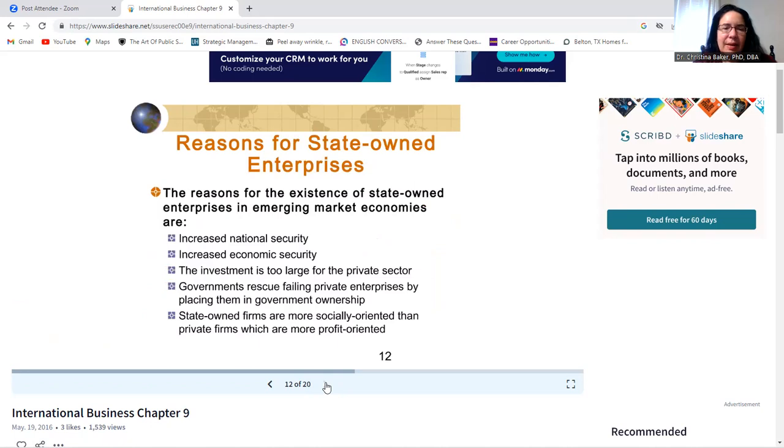Three reasons for the existence of state-owned enterprises in market economies: increased national security, increased economic security, investments too large for the private sector, and government rescue of failing private enterprises, placing them in government ownership. State-owned firms are more socially oriented, while private firms are more product oriented.